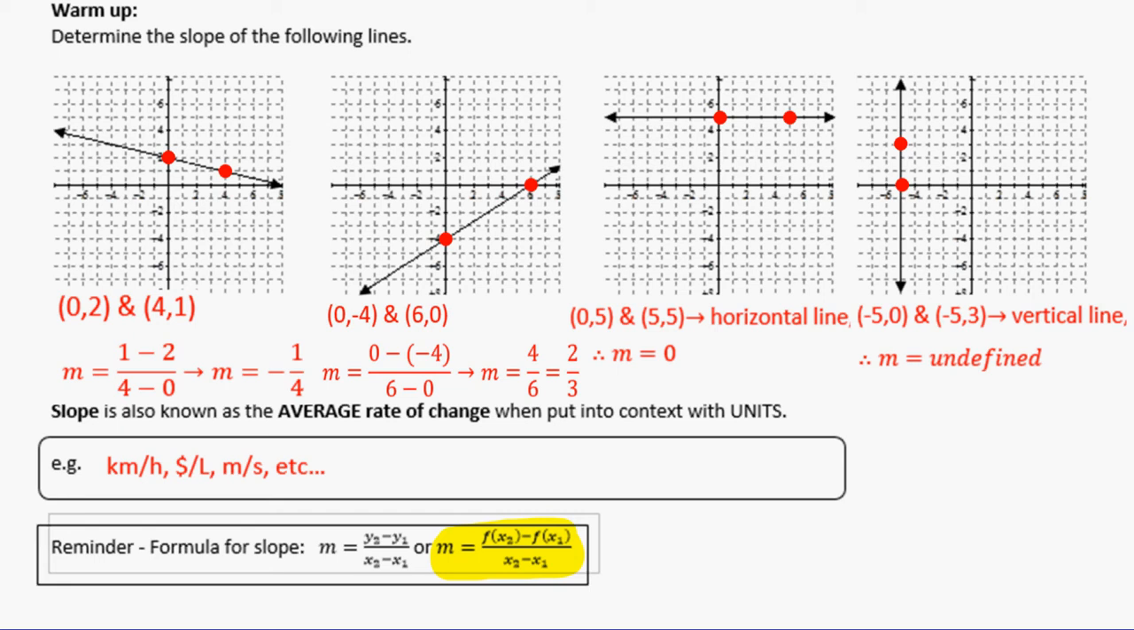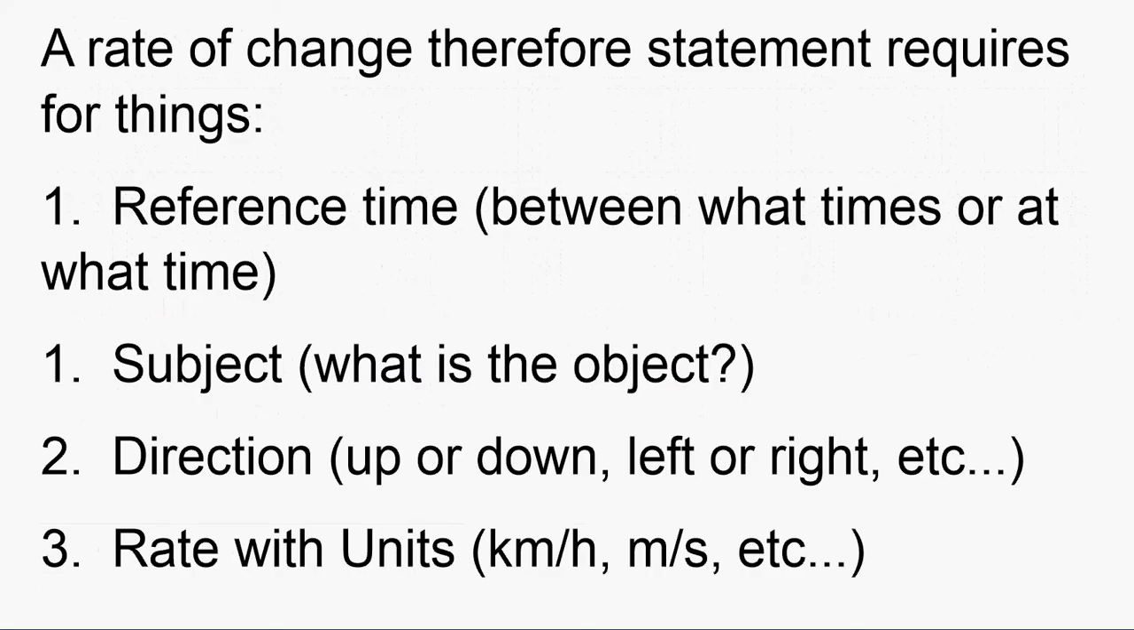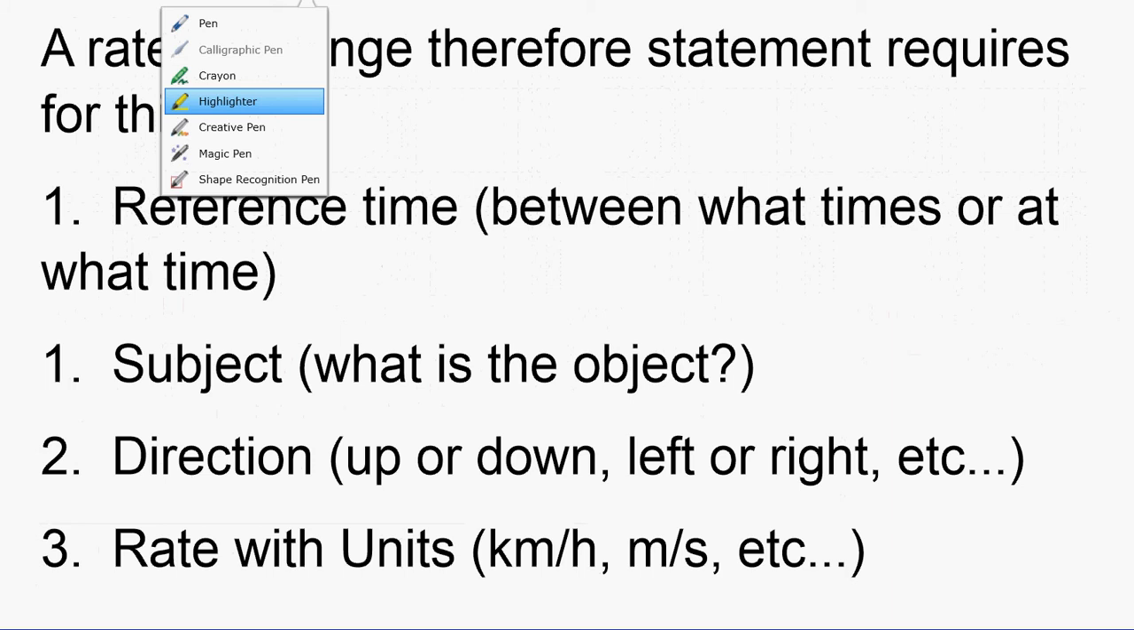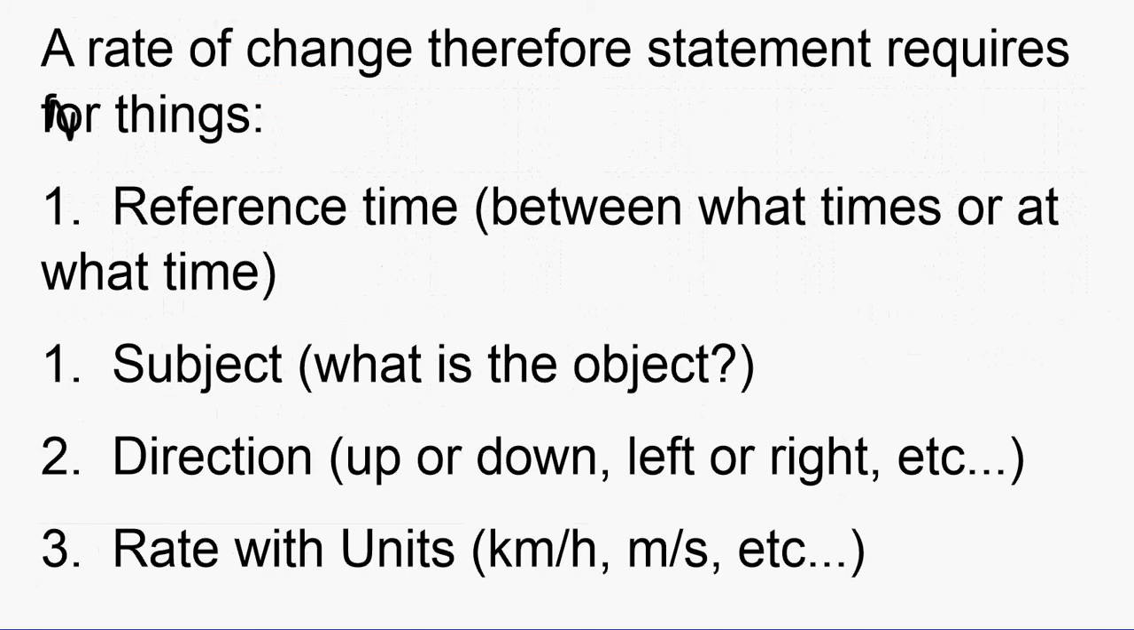To write a therefore statement is to interpret our answer, and this is where at least half of your marks are going to come from for AROC questions. For an average rate of change question, the therefore statement requires 4 things, and I apologize about this. This is rather embarrassing. This should be not the word four, but the number 4. All right, Mr. Wills, I am sorry.